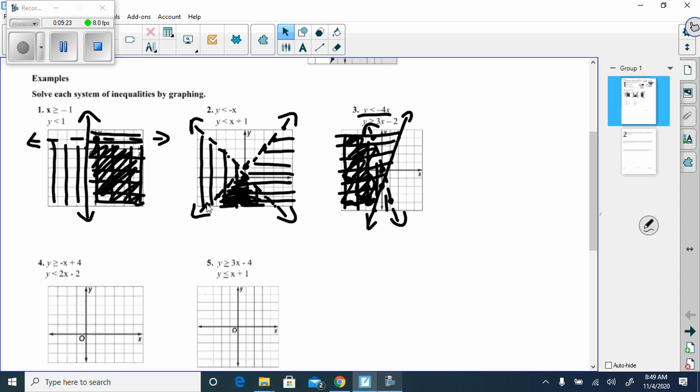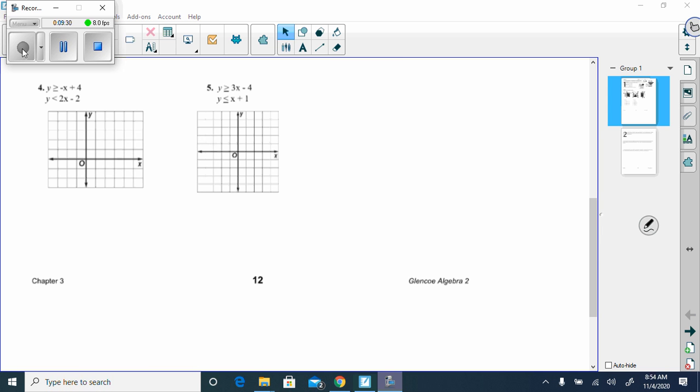Okay. All right, I want you guys to try numbers 4 and 5, and then we'll check them together. So on number 4, my first line, where did it start? 4. So 1, 2, 3, 4. Also, I've noticed walking around, a lot of you guys are trying to start over here at 4. This is a y-intercept, so we always start on the y-axis, right? Okay, and my slope is -1, so I go down 1 over 1.